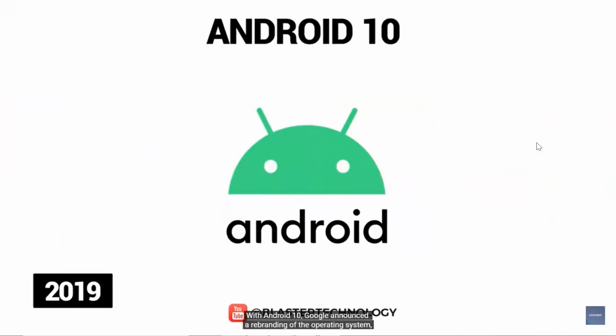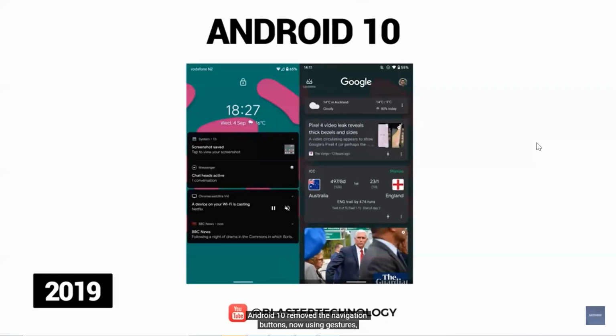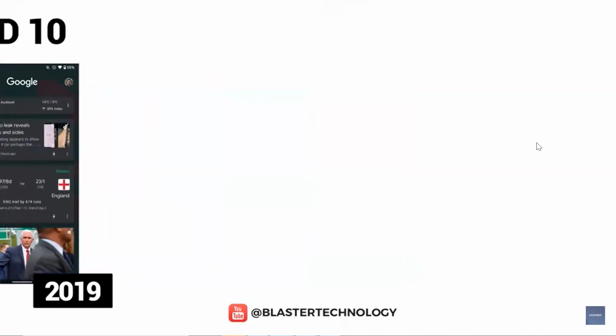With Android 10, Google announced a rebranding of the operating system, eliminating the naming scheme used in older versions of Android. Google has also announced a new logo and a new color scheme for Android. Android 10 removed the navigation buttons, now using gestures. Dark mode was available at the system level, and users have more control over permissions for applications. Support for foldable smartphones with flexible displays has also been introduced.